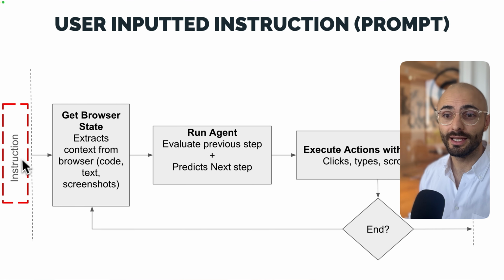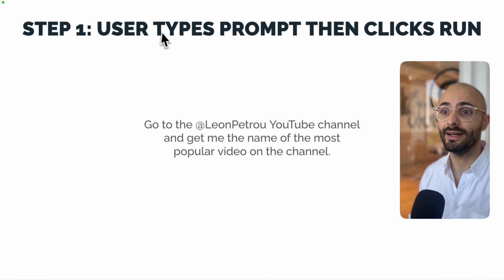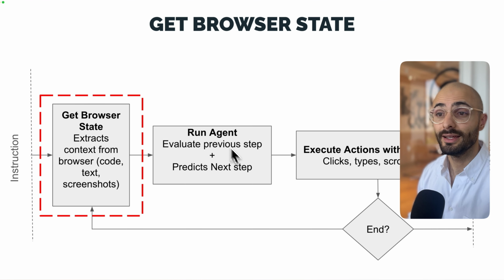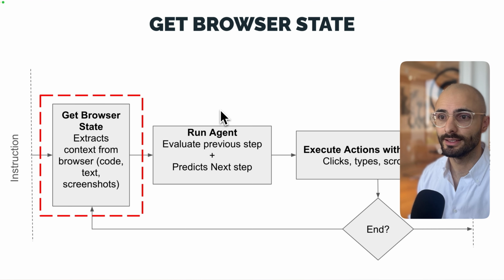We'll start right in the beginning, which is the instruction. That is basically when the user types a prompt and then clicks run. In our case, it was: go to the Leon Petrie YouTube channel and get me the name of the most popular video on the channel. This could be any instruction that you would usually do as a human and execute within your browser. As long as you provide enough details and information in the prompt, it will be able to navigate and execute that task. Next, we have the get browser state.